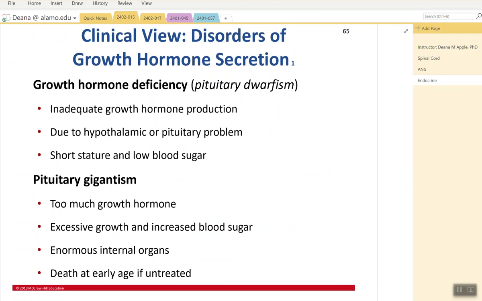If you're squirting out too much growth hormone, then you have pituitary gigantism. This is deadly. This is too much growth hormone. There are a lot of deadly things. Too much growth hormone, if it's not regulated, you get visceral hypertrophy, so all of your internal organs get so big, your body can't sustain them. Your cardiovascular system is overwhelmed, and you die. So it has to be treated.